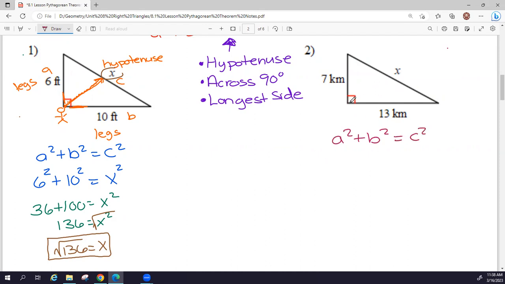I'm going to go figure out which is the hypotenuse. It's across from the 90, so I label that C, and my other sides are A and B. If you label 7 as B and 13 as A, that's totally fine. Like I said, they're interchangeable. And so I'm going to plug in here what I know. A is 7, don't forget to square it. B is 13, don't forget to square it. C is X, don't forget to square it.